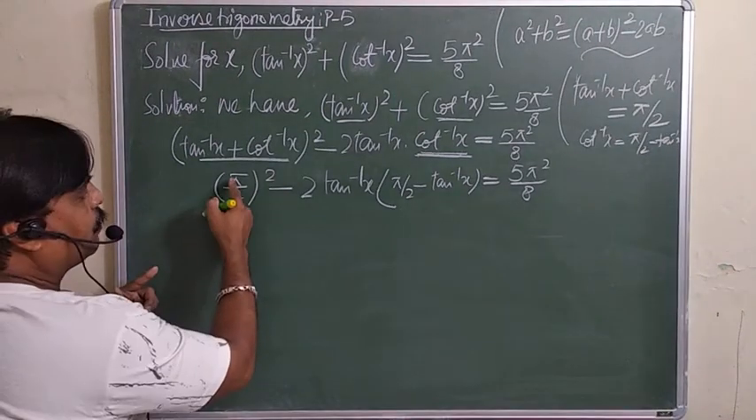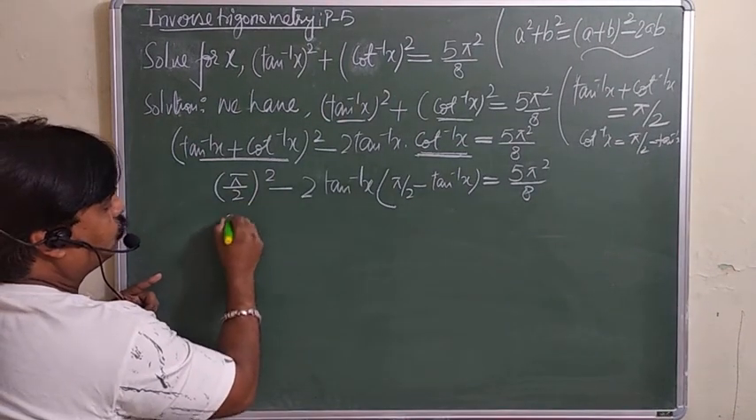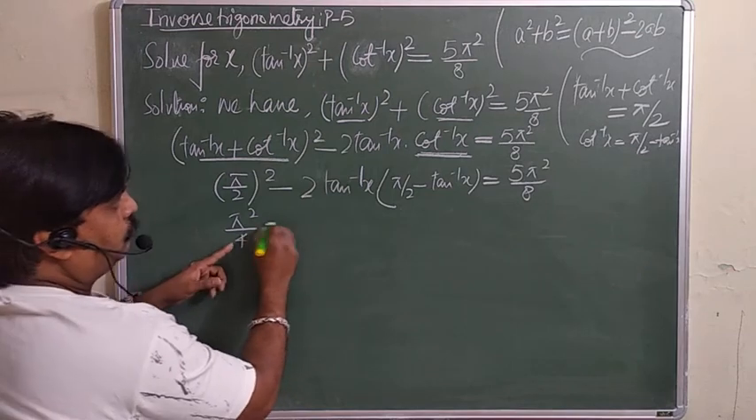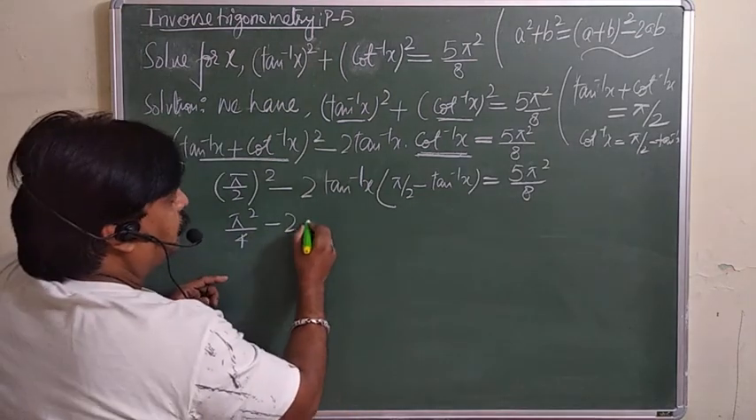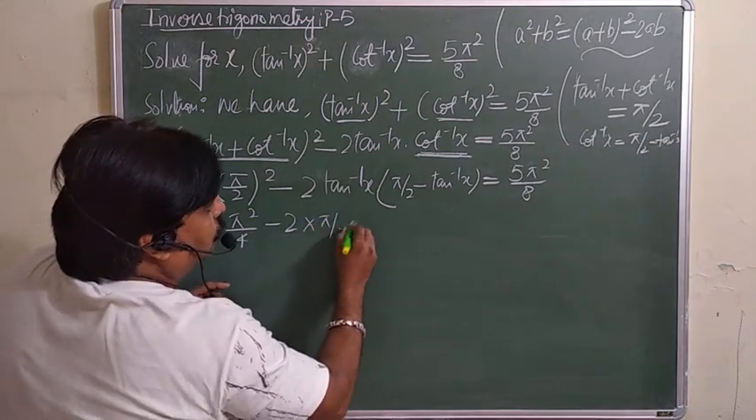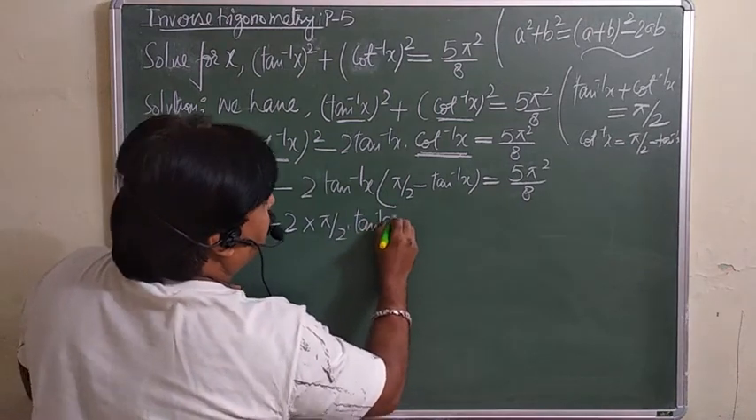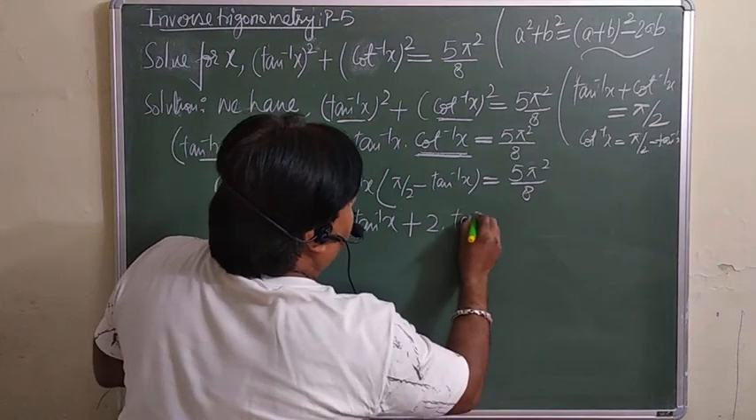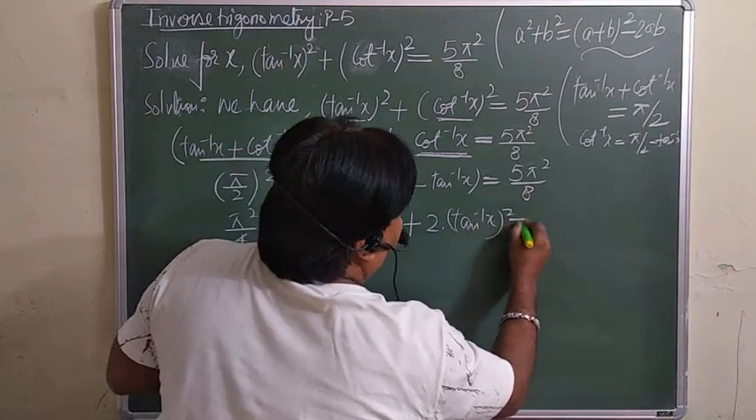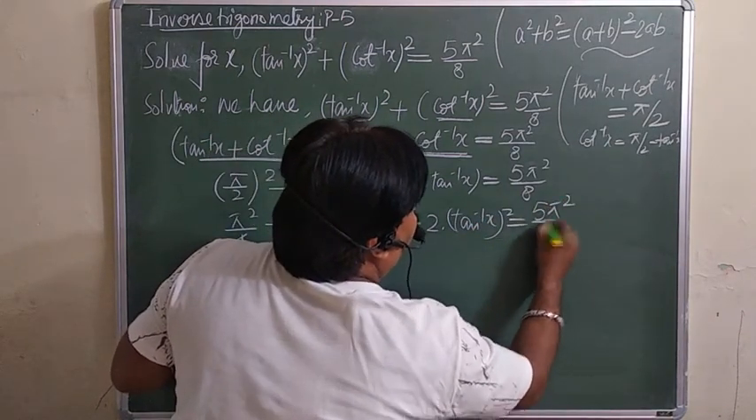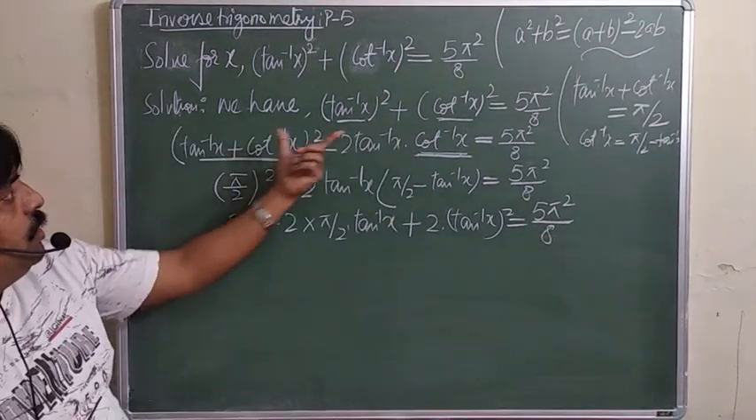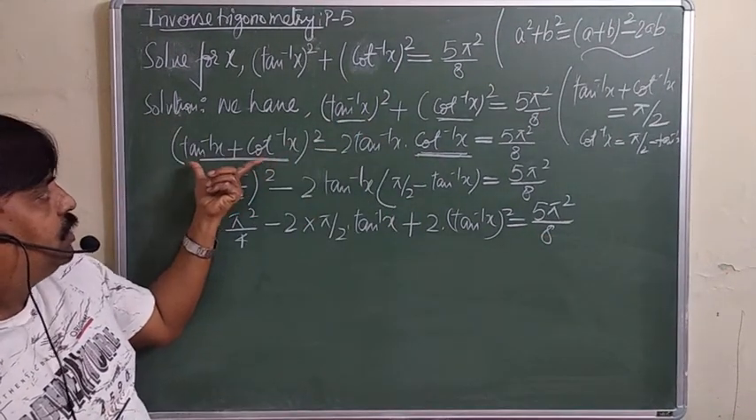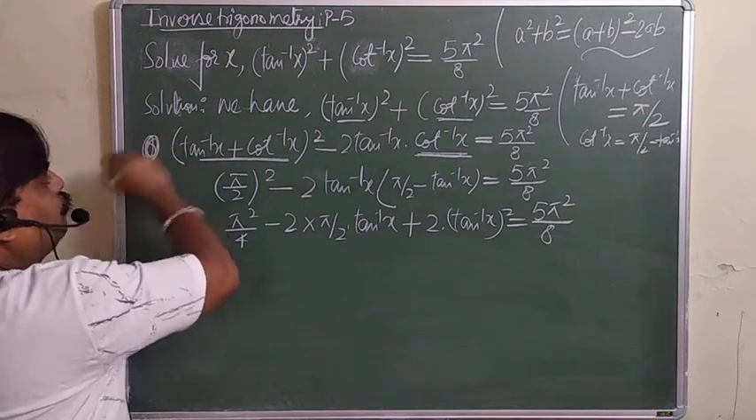So this side you will get pi by 2 whole square, meaning pi square over 4, minus 2 into pi by 2 into tan inverse x, minus minus plus plus, 2 into tan inverse x whole square is equal to 5 pi square over 8. This is the concept, this is a very important point here only.